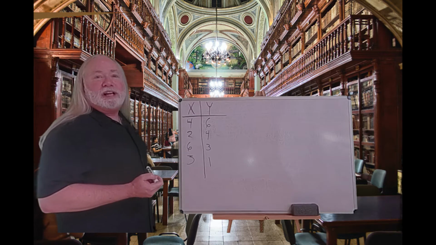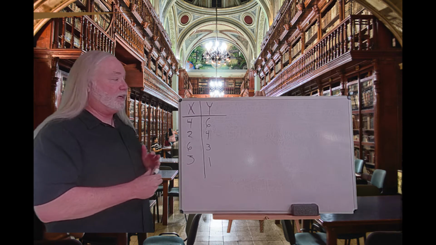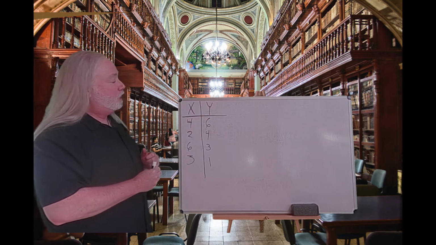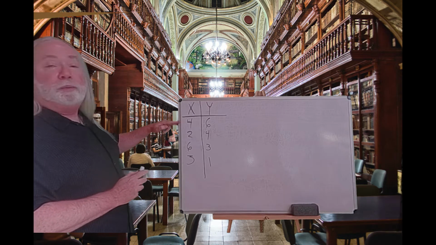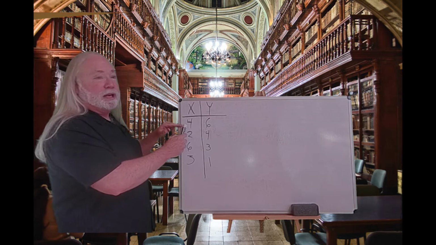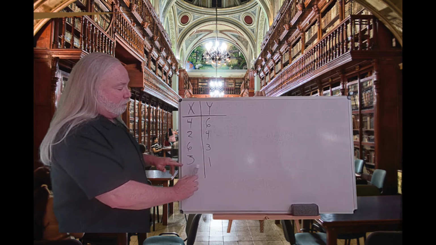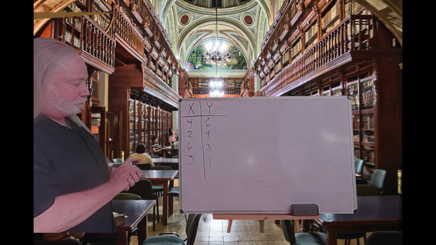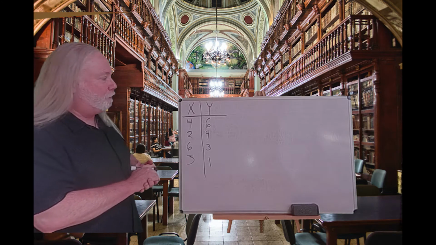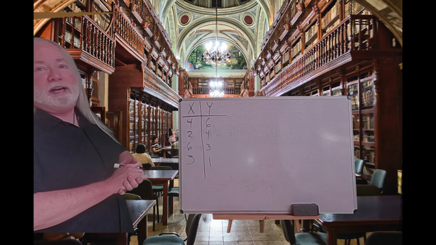So we've got 4 sets of scores. This must be correlational data because I have X's and Y's. So the first person that was measured got a 4 on variable X and a 6 on Y. The next person got a 2 and a 4, 6 and a 3, 3 and a 1. So only 4 people in the sample, and that's our data.